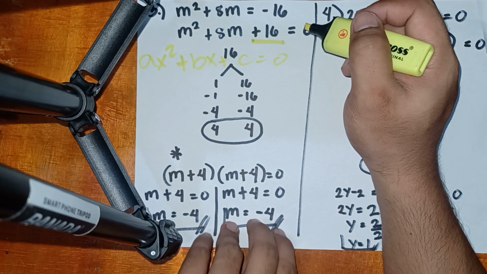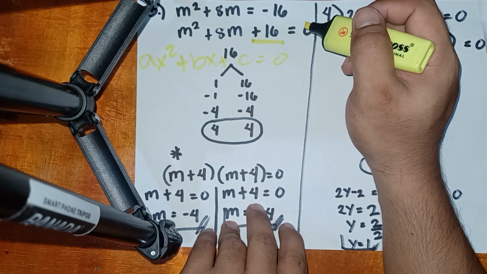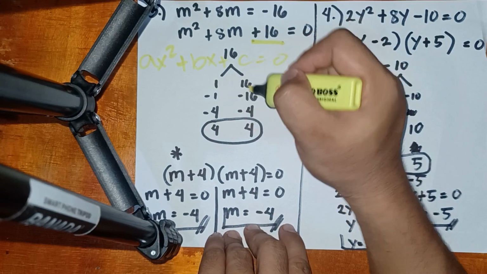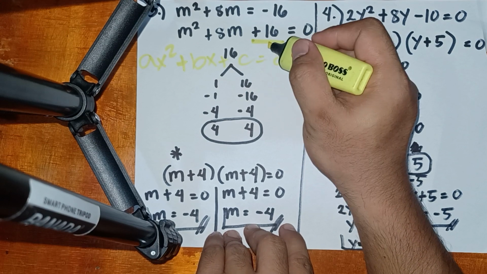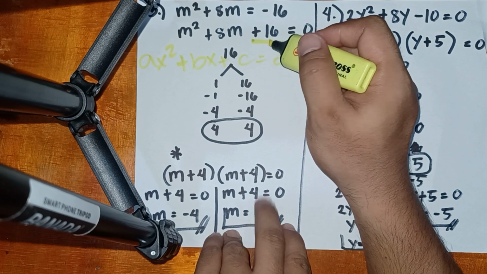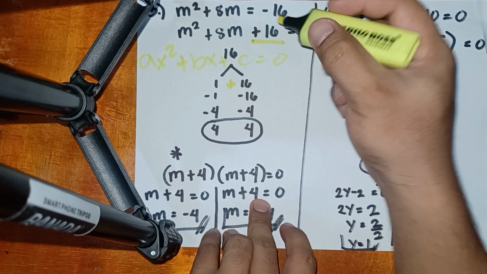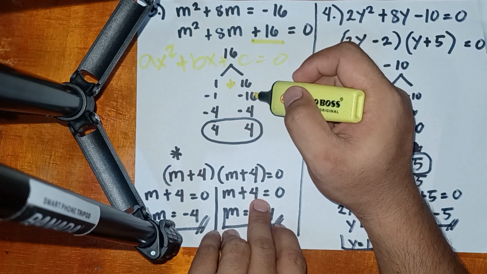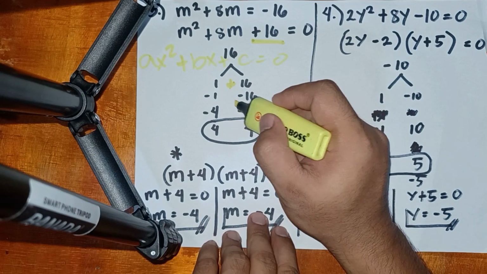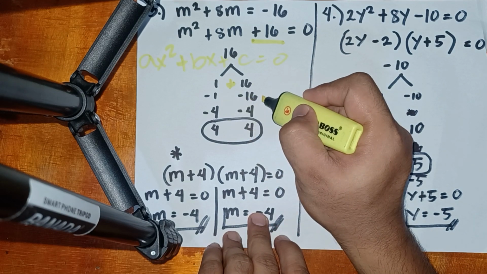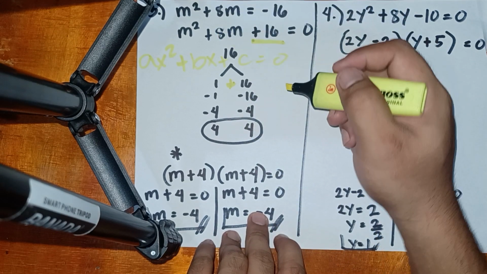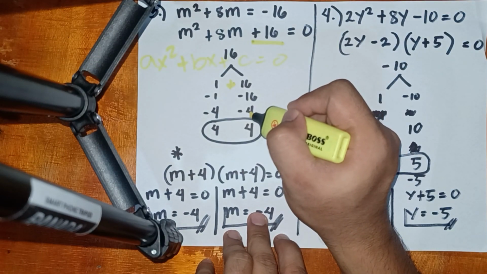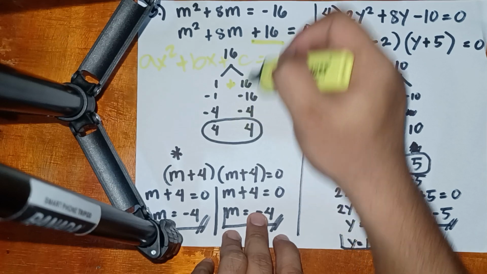So what are the factors of positive 16? We have 1 and 16. 1 times 16 is 16, but if added, it will not result to the second term, which is 8. So we have to try other factors. Same thing with negative 1 times negative 16. It will not result to 8 if added. Next, negative 4 times negative 4 is 16, but if added, that would result to negative 8.